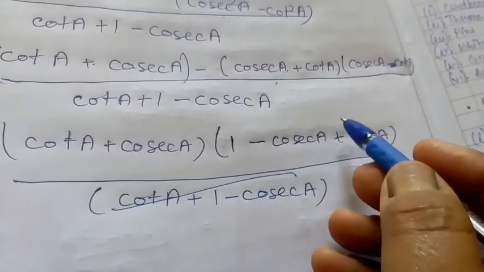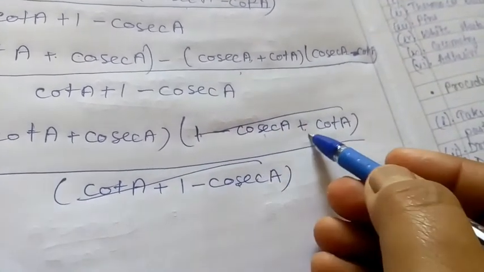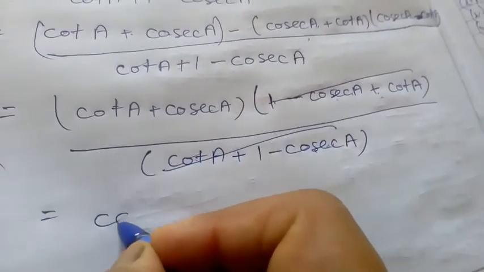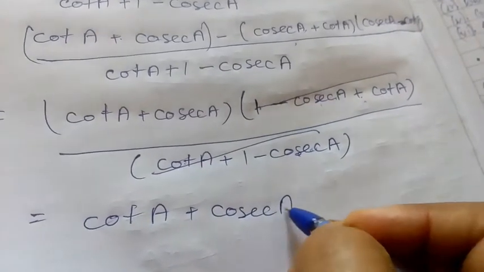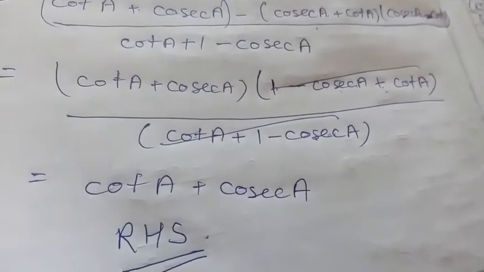This term is the same: 1 minus cosec A plus cot A. This term is the same. By cancelling, you get the answer cot A plus cosec A. This is the RHS of this question. Very important question is this.